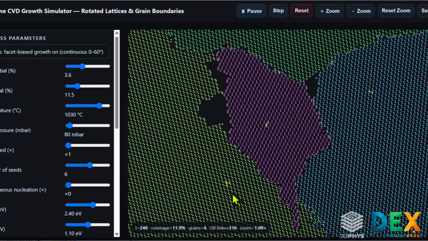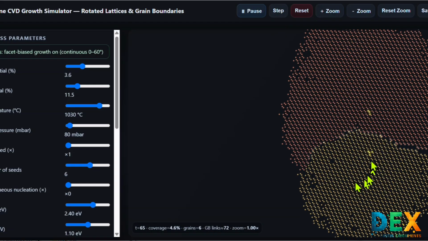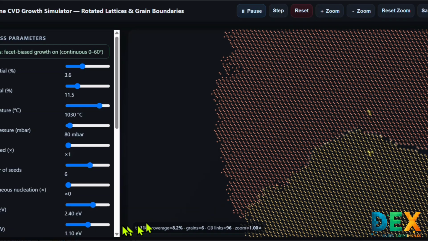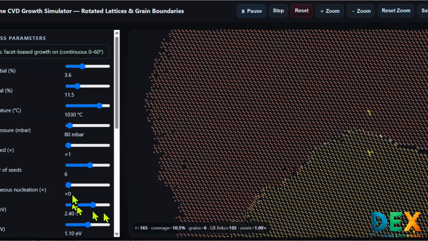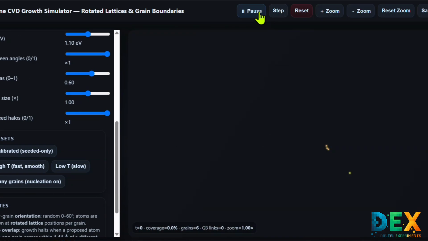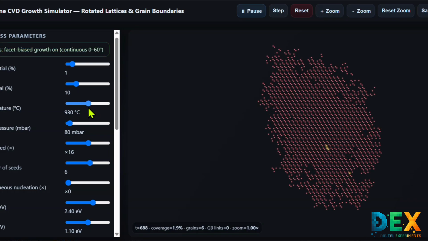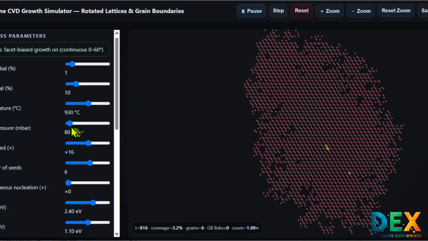growth. You can also have different orientations of these domains, which gives you these kinds of irregular grain boundaries. There are some presets here. Low temperature growth, where the growth is very slow. So you can see here, I would need to increase the temperature a bit to get things going, so I can see how the growth rate scales with the temperature and so on.